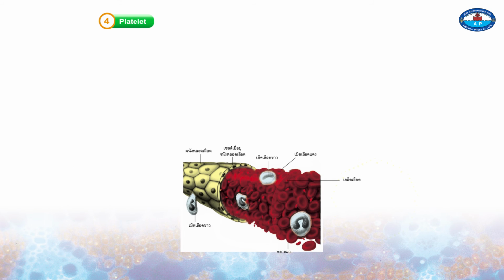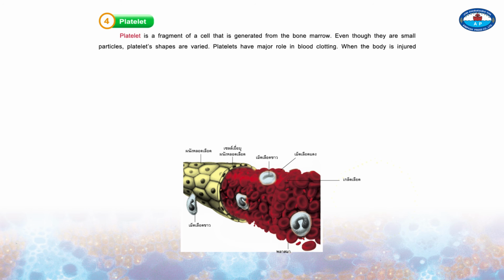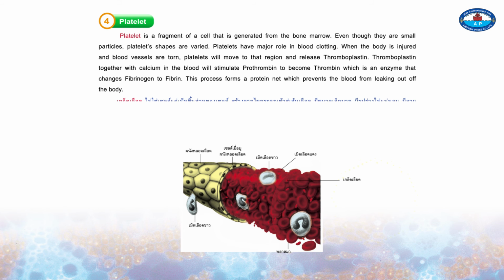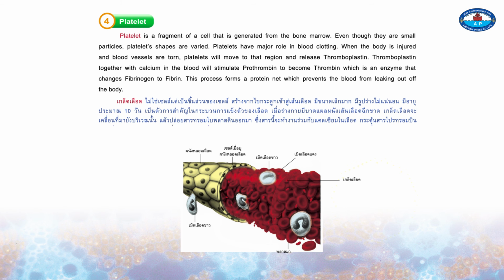4. Platelet. Platelet is a fragment of cell that is generated from the bone marrow. Even though they are small particles, platelets' shapes vary. Platelets have a major role in blood clotting.